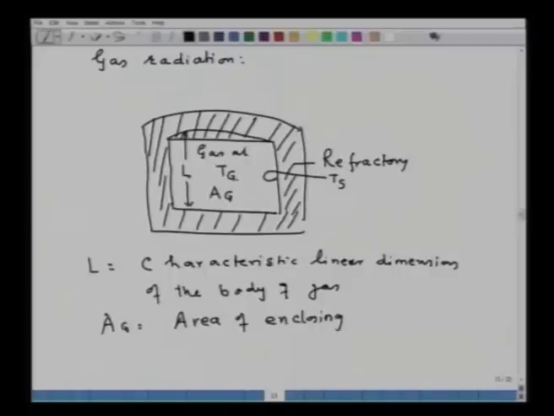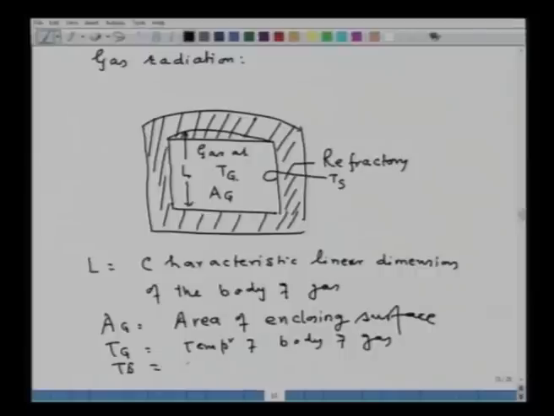Enclosing surface. Tg is the temperature of the body of gas, whereas Tr at Ts, that is equal to the temperature of the enclosing surface.